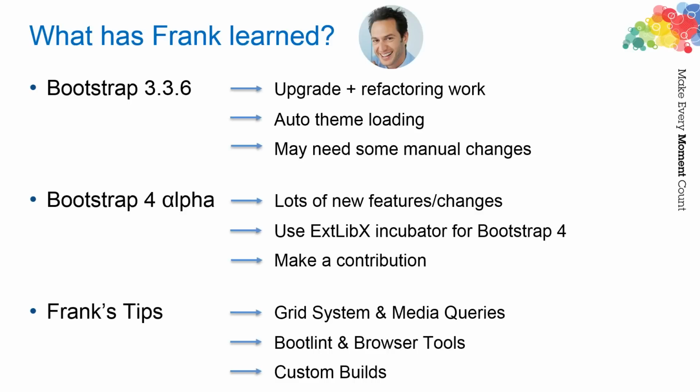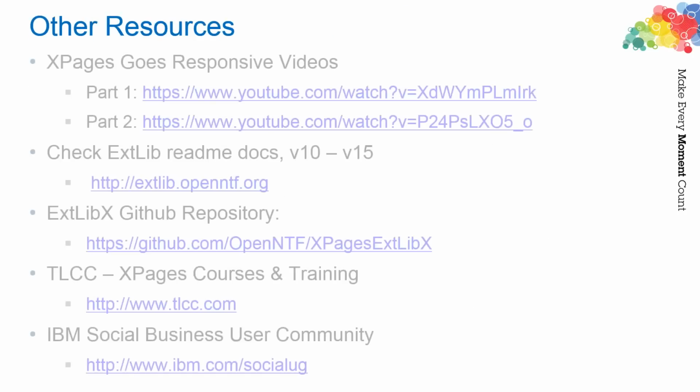We've seen the Bootstrap 4 alpha work, both in terms of the new features and changes going into Bootstrap 4, but also the work that we started in the XlibX incubator project. And as I say there, you saw Frank making a contribution, a small fix to one of the renderers, and delivering that to XlibX via GitHub. So Frank also showed you some of the tips and tricks he's learned over the last year or so, working with Bootstrap and XPages in terms of the grid system, bootlint, and making custom builds and so forth. So quite a lot I think we've covered today.